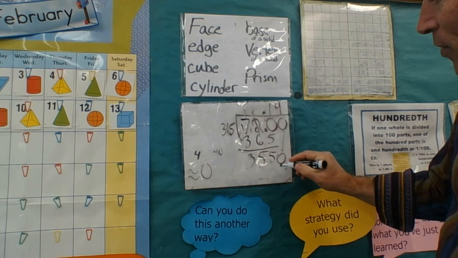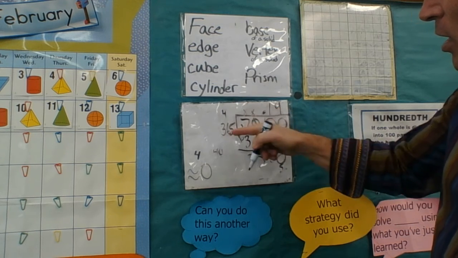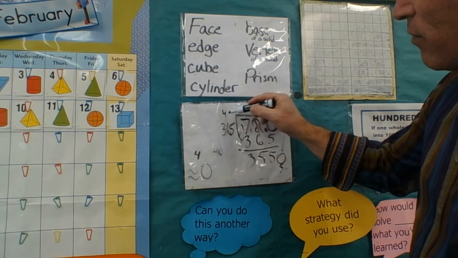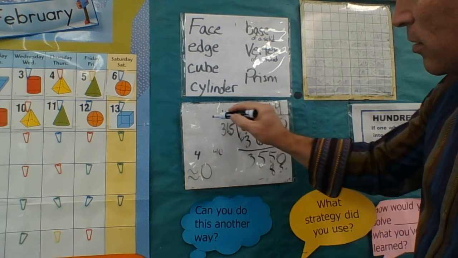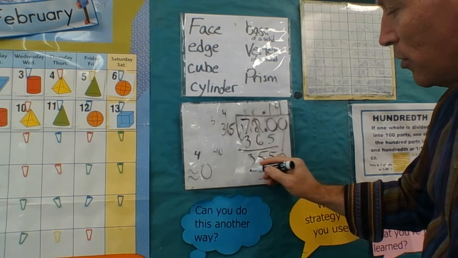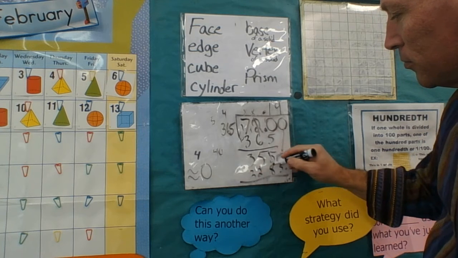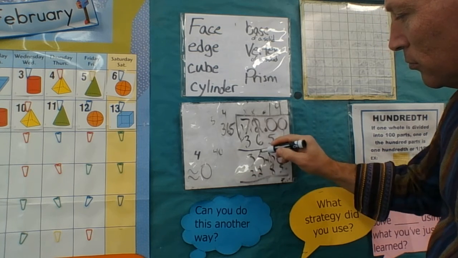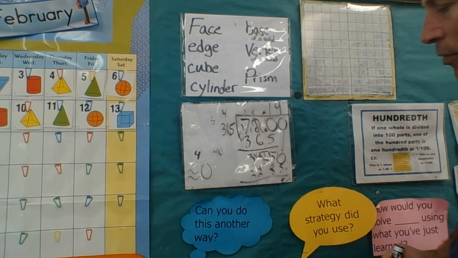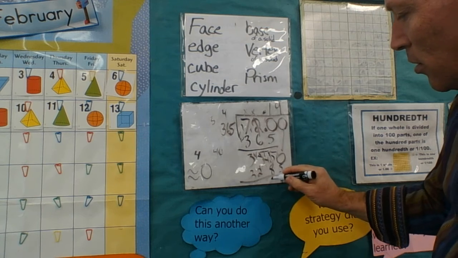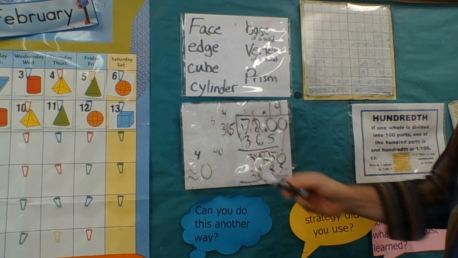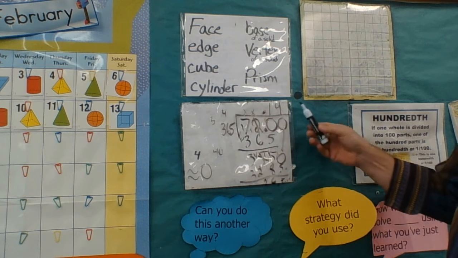9 times 5 is 45. 6 times 9 is 54, 55, 56, 57, 58. 9 times 3 is 27, 28, 29, 30, 31, 32. Is 265 less than 365? Yes, it is. So there we have it.